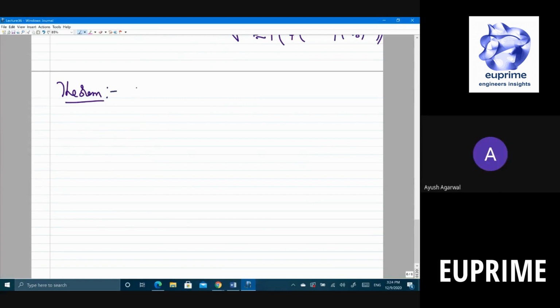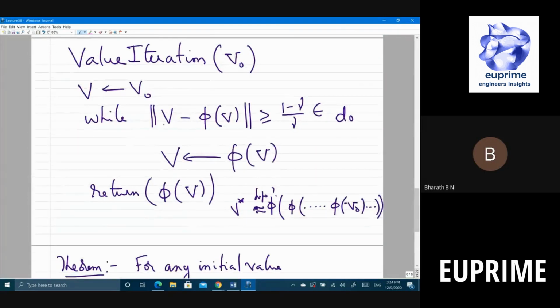It says that for any initial value, while the norm difference is greater than (1 minus nu) by nu times epsilon, you do this. So you have to give me what epsilon is. Nu is your discount factor, so I know this number. As long as this difference is greater than or equal to this, you keep on doing this. The moment it becomes lesser, you stop.